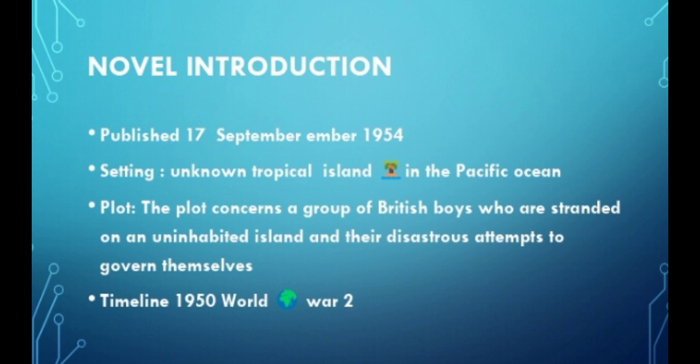Then there is an introduction of the novel. The novel Lord of the Flies was published on 17 September 1954. The setting of the novel is an unknown tropical island in the Pacific Ocean. The plot concerns a group of British boys who are stranded on a tropical island and their disastrous attempt to govern themselves. It was written in the time of World War II in 1950.